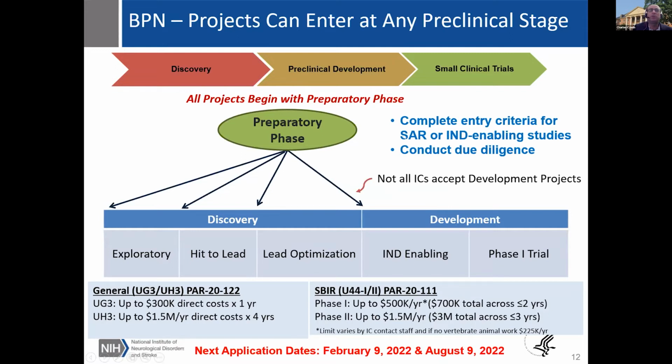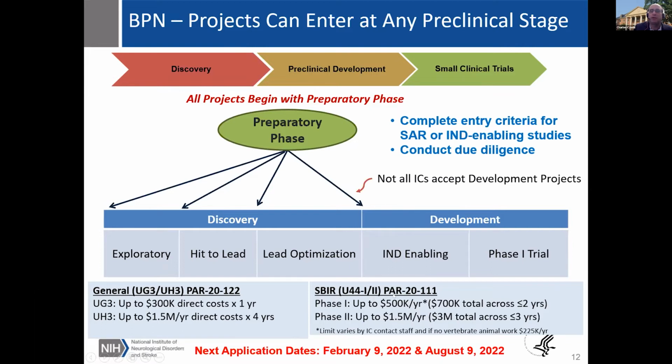It's also important to notice that not all ICs accept development projects. So NIMH and NIDA particularly are not going to take a development project that comes in just down here. But projects, generally speaking, can come in anywhere along the pipeline for most ICs. Small businesses who are not eligible for SBIR are still eligible for the UH3 mechanism. And there are advantages to both depending on your situation.